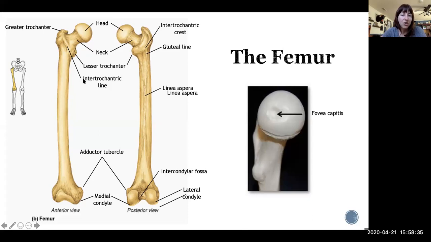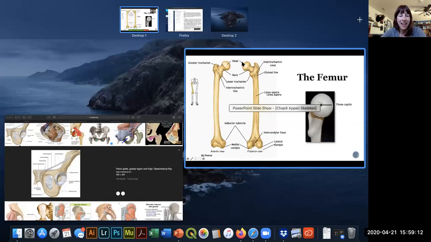You've got an intertrochanteric line in between them on the anterior surface, okay? On the posterior surface, you have the intertrochanteric crest. So here is the crest that is linking the lesser and greater trochanters on the posterior side, the back side of the bone, which you can tell based on the distal end, which we'll talk about in a second. And on the anterior side, the greater and lesser trochanters are joined by the intertrochanteric line.